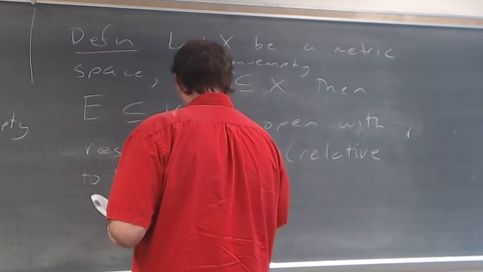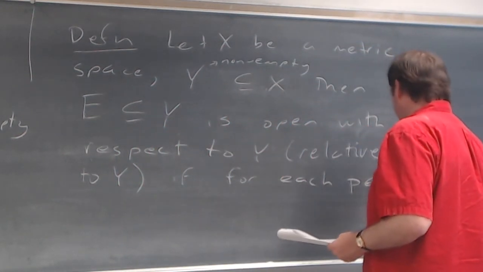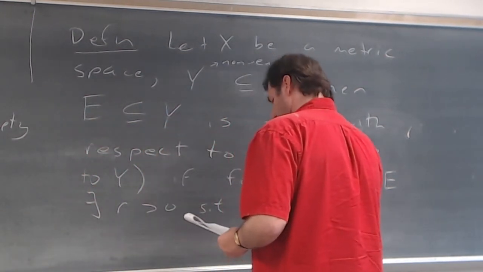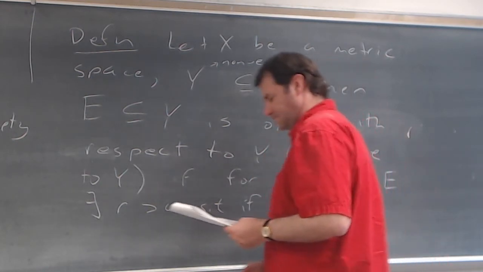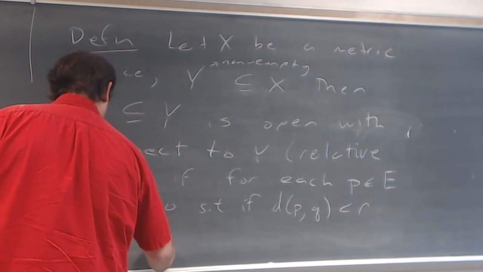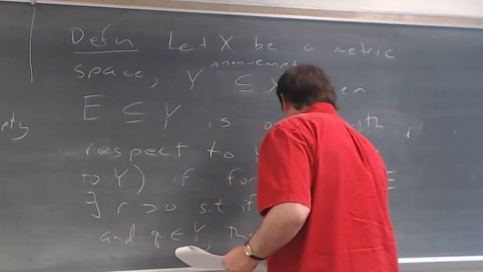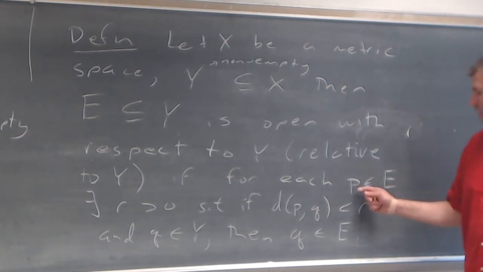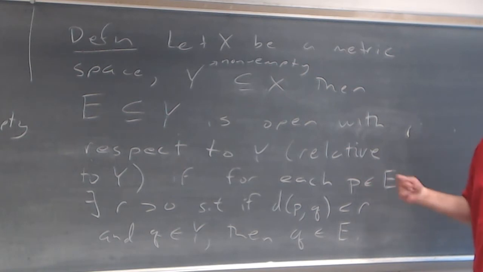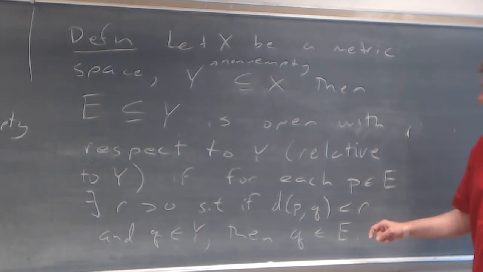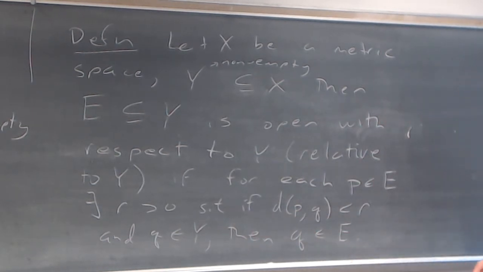If for each P in E, so for each element in E, there exists an R greater than 0, such that if the distance between P and Q is less than R, and Q is in Y, then that forces Q to be in E. So that's what it means for E to be open relative to Y. This is the idea of P being an interior point of E relative to Y. That is, if you look at a neighborhood of P, then its intersection with Y is totally contained in E.